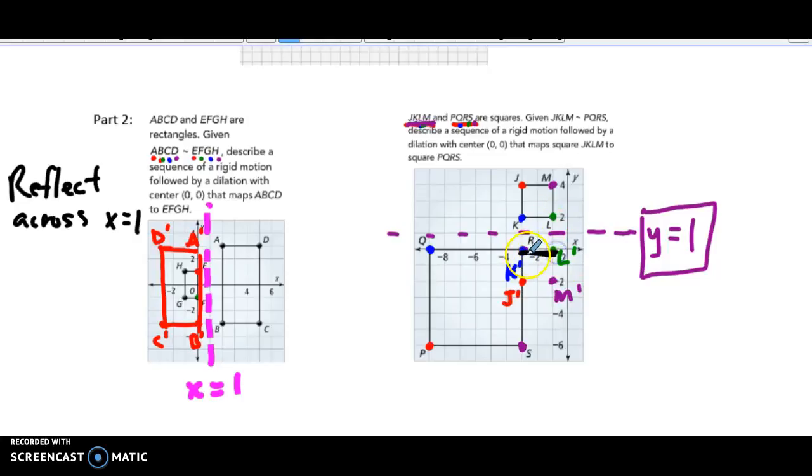Oh, my lines are not very straight. Oh boy. Hopefully you get the idea. Now I need to look at how to dilate this. So if I know that my center of dilation is 0, 0, let's draw some lines from the origin, which is right here. So let's go ahead and draw some lines through each of my points.